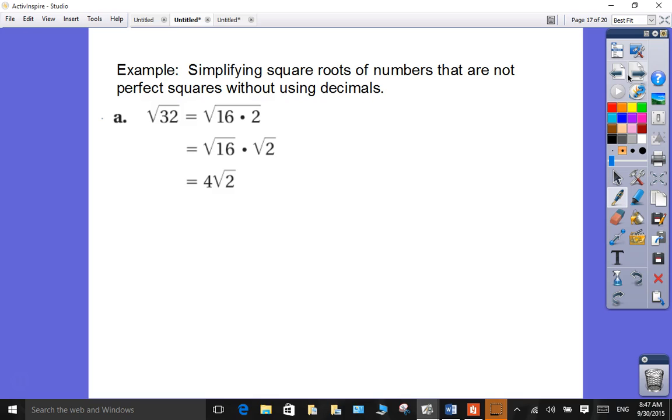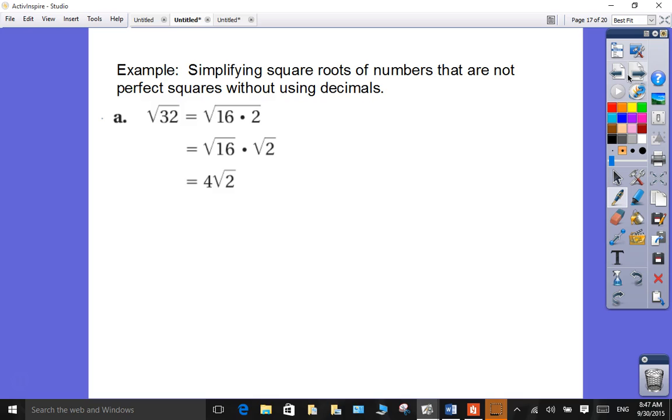But you always want the biggest perfect square factor, because that'll get you the most simplification. So if you can split up the number into factors that include one of the perfect squares, then you do it, and you simplify what you can. The square root of 16 is 4. This is 4 root 2.